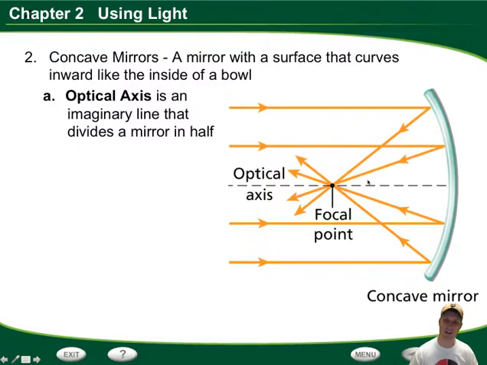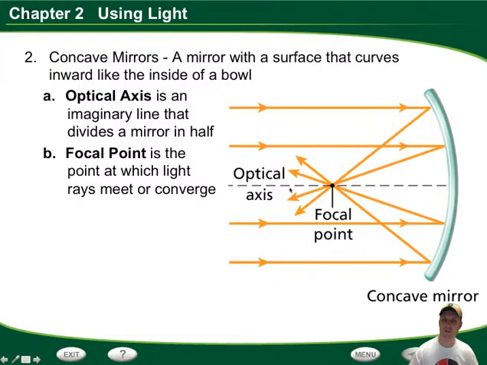Now, the middle line is called the optical axis. This is the imaginary line that divides the mirror in half. And there's a focal point, this point right back here, at which everything merges. This is called the focal point. This is the point at which the light rays converge. So all of these light rays from here and here and here and here and everything in between converge at one point. We call that the focal point. That's also where we're going to be able to see it clearly. As we learn about our eyesight later, we'll understand why that's important.